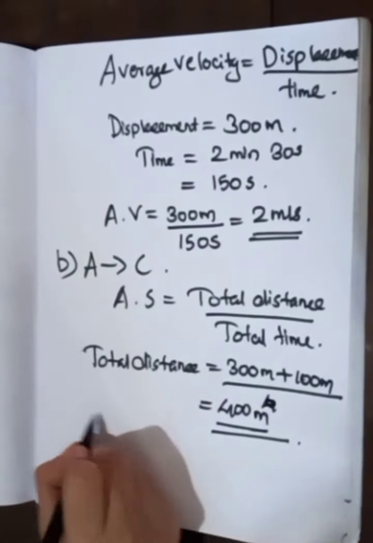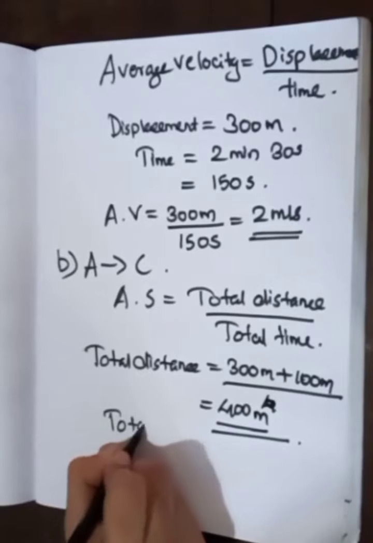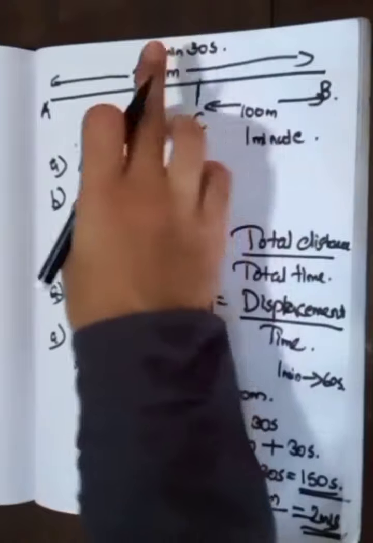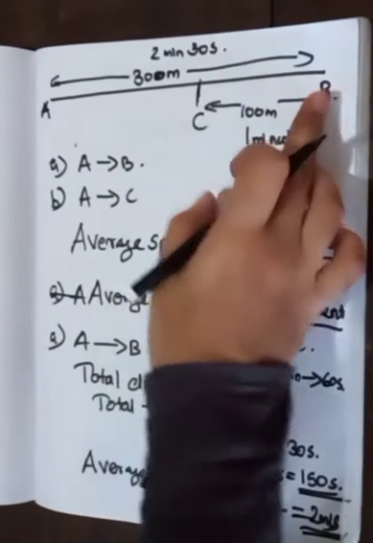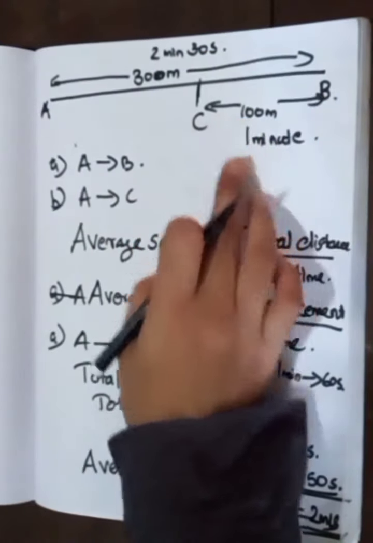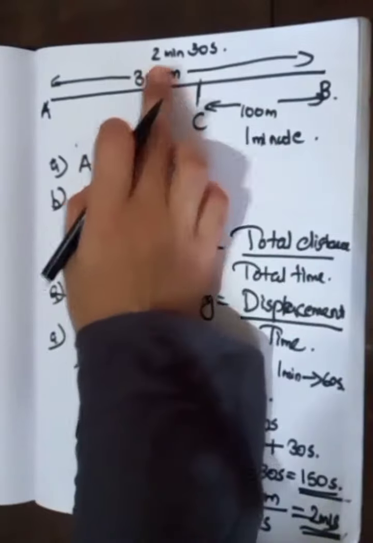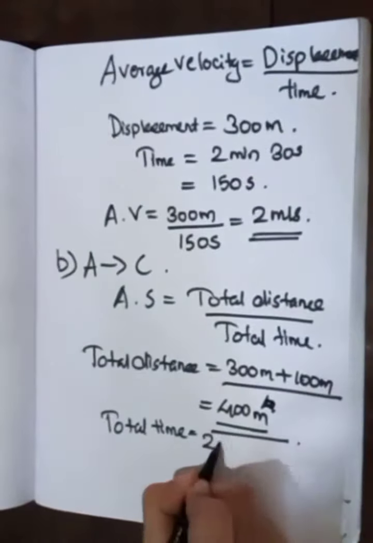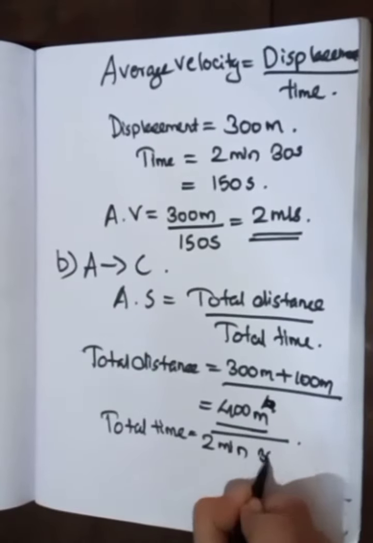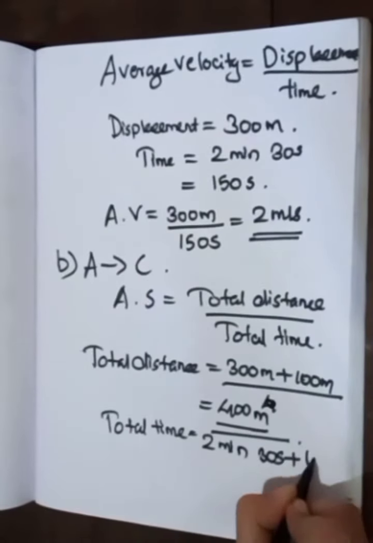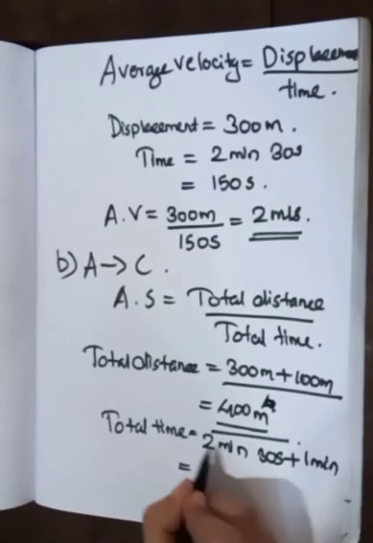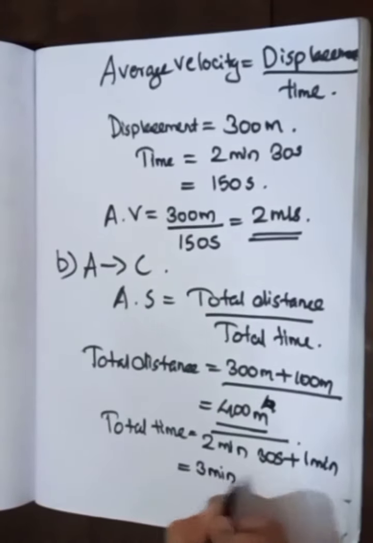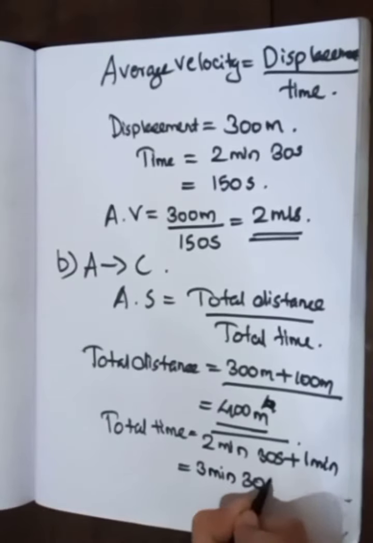Okay, then what is the total time here? To cover the 300 meter it takes 2 minutes 30 seconds, and to cover 100 meter it is 1 minute. So 2 minutes 30 seconds plus 1 minute. That is 2 minutes plus 1 minute, 3 minutes, that is 3 minutes 30 seconds.